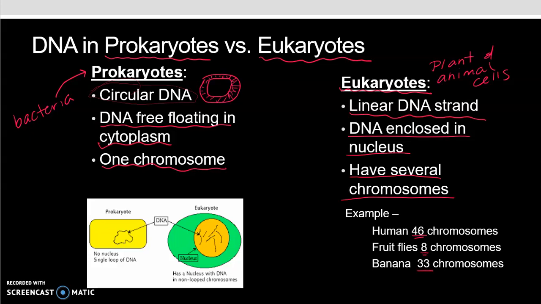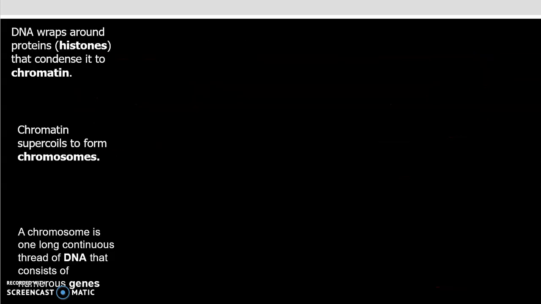Fruit flies have 8 chromosomes in a wing cell in one of their body cells. And bananas have 33 to 34 chromosomes because our bananas now have been genetically modified to look the way they do today. So these chromosomes can range. So chromosomes, how do we get all 46 of those chromosomes in humans to fit inside of the nucleus?